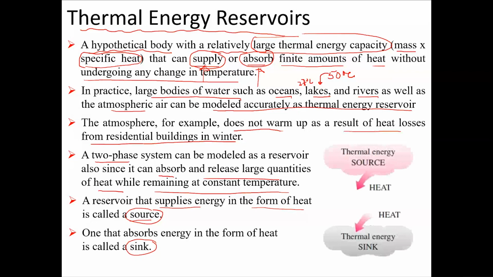So if you have a thermal energy source and it is providing heat to your system, you could call that thermal energy reservoir your source. Similarly, if you have a thermal energy reservoir which is absorbing heat, you can refer to that reservoir as your sink. Clear enough? Yes, sir. All right.